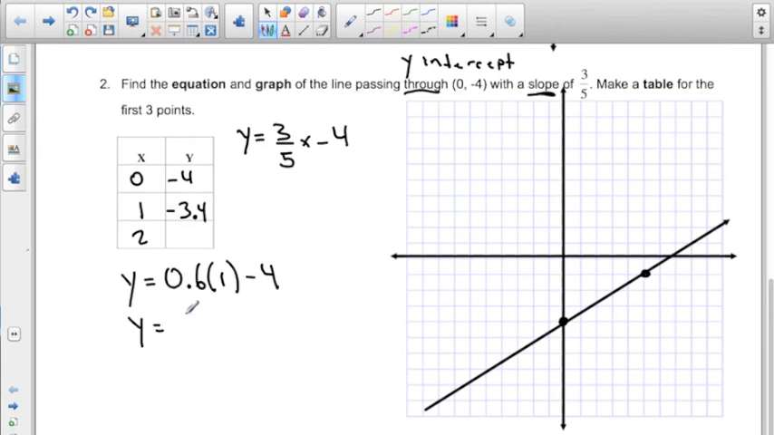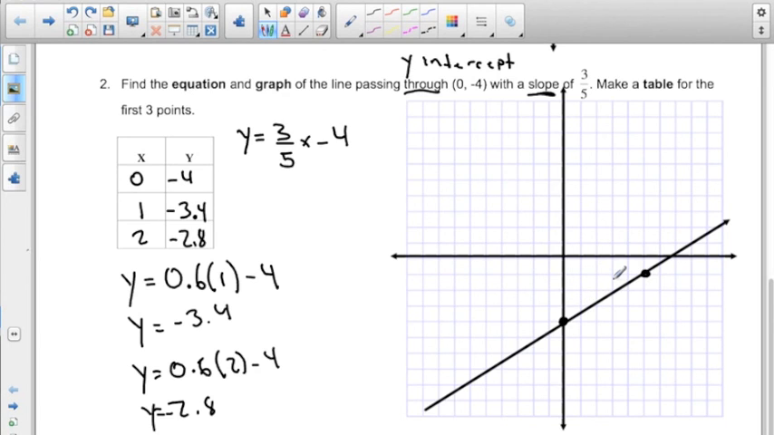When we have 2, y equals 0.6 times 2 minus 4. If we have 0.6 times 2 minus 4, we get y equals -2.8. So we can see when x is 1, here's x is 1, 1, 2, 3, it's about 3.4. So that's it. That's how you do those.